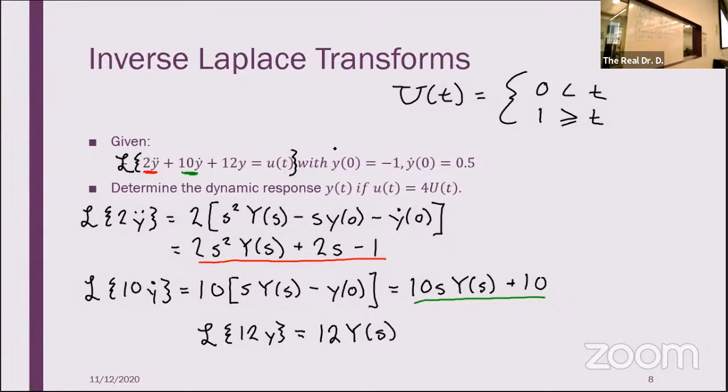And again, remember, we're trying to solve this entire thing for y of s at the end of the day, right? This goes right in there. Okay. So we've got the whole left-hand side. Now we have to take the Laplace transform of our input. Is everybody okay so far with what's happened here?